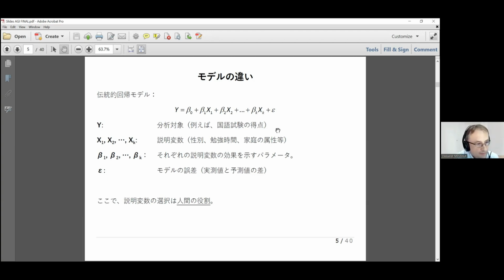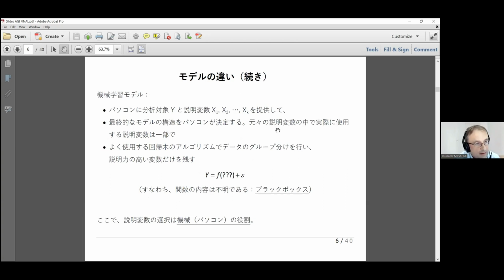The important difference here is the focus on the parameters, because the model is very simple. We just specify it as including variables that we can think about. And the structure of the model, as I wrote at the bottom, is specified by humans. For machine learning, we just provide a list of potential explanatory variables, and then the final model, as I said before, will include only some of them.